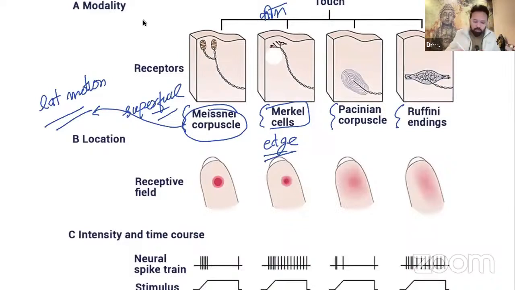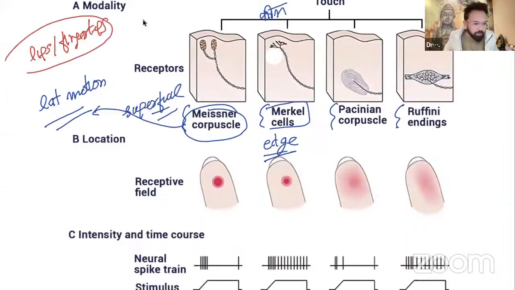And Meissner's are maximum at your lips and fingertips. If you want to feel something with your finger or your lips, you have to do lateral motion. You know that. So lateral motion is made if you want to feel with your fingertips or your lips. It is your Meissner's corpuscles. And if you want to put your hand on the tip, it is the Merkel.